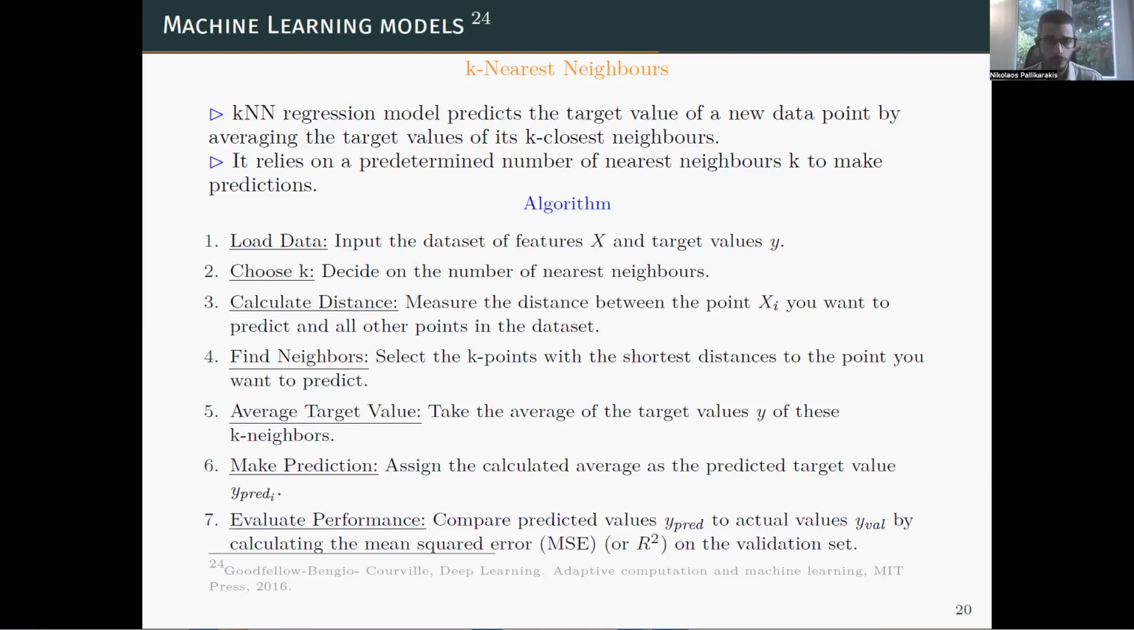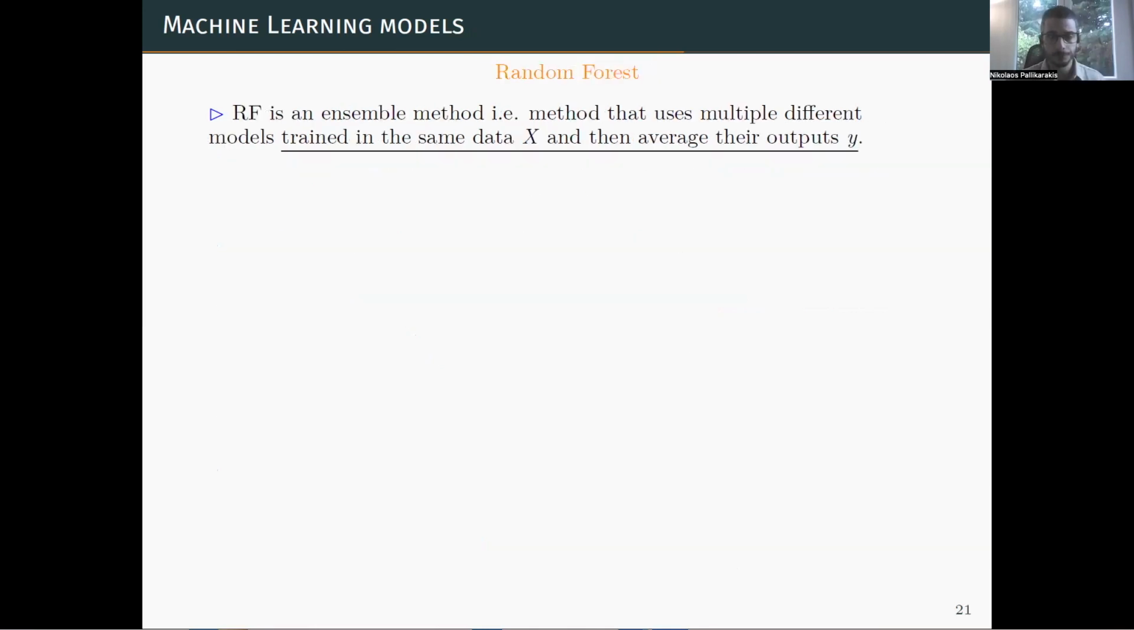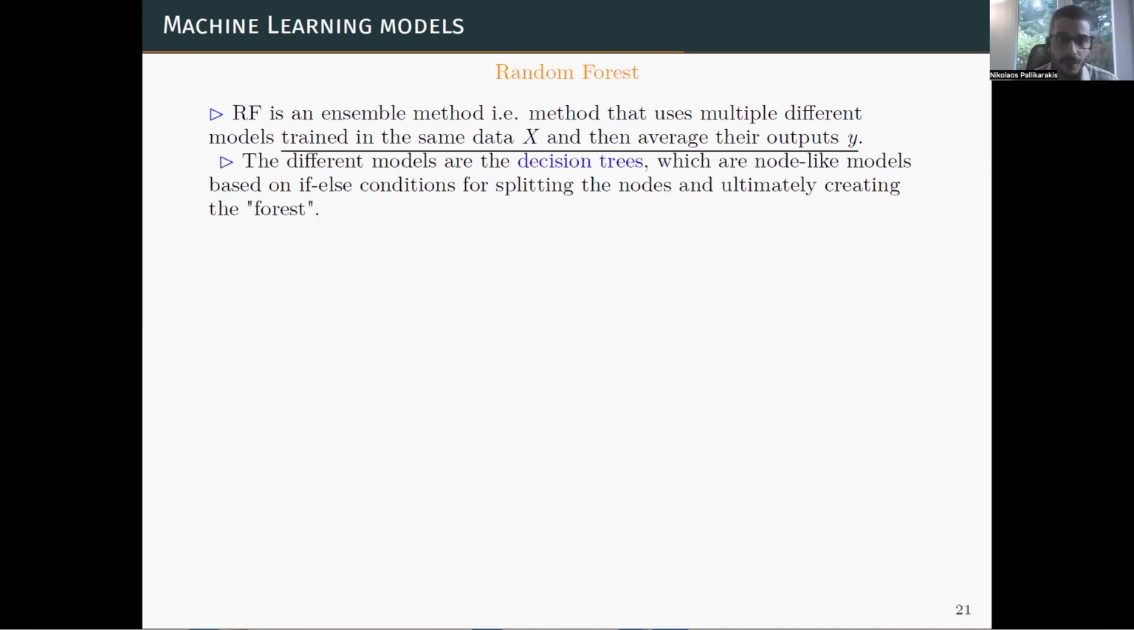In the end, to verify whether our prediction was good or not, we compare these predicted values y pred to the actual values of y, calculating either the mean square error or the coefficient of determination, as I explained before. The second model we used in our paper is random forest. Also, this is a very well-known machine learning method. It's an ensemble method, which means that we use multiple different models trained on the same data and take their average as an output. These different models in random forest are called decision trees.